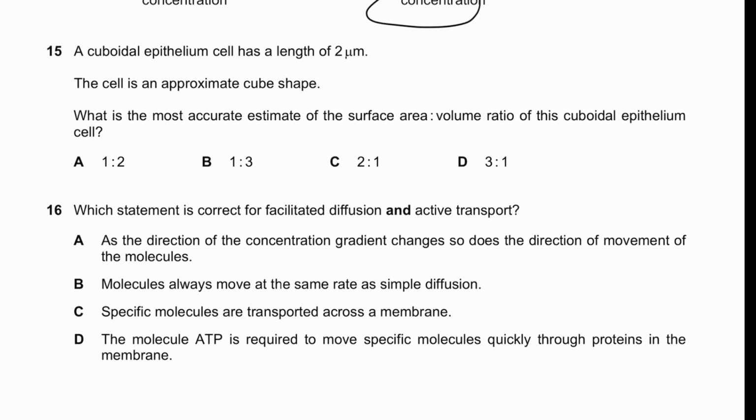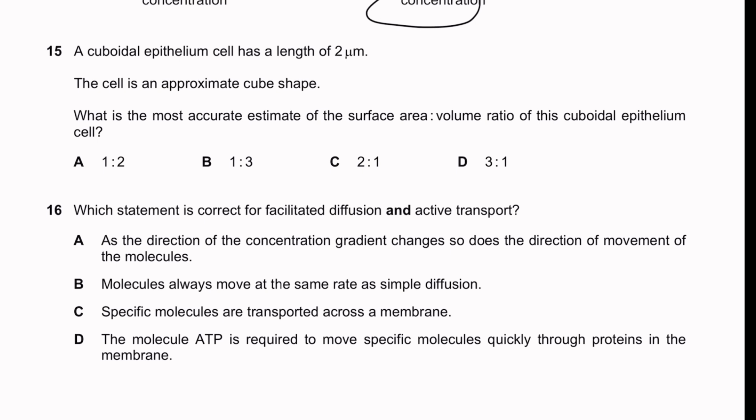A cuboidal epithelium cell has a length of 2 micrometers. The cell is an approximate cube shape. What's the most accurate estimate of the surface area to volume ratio of this cuboidal epithelium cell? So the most accurate estimate of the surface area to volume ratio, we can say basically, because it is a cuboid and we need to calculate.